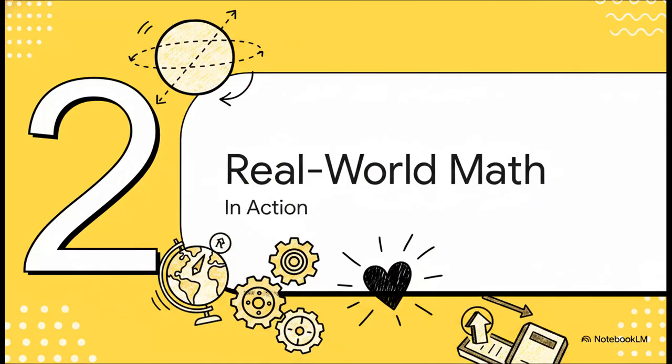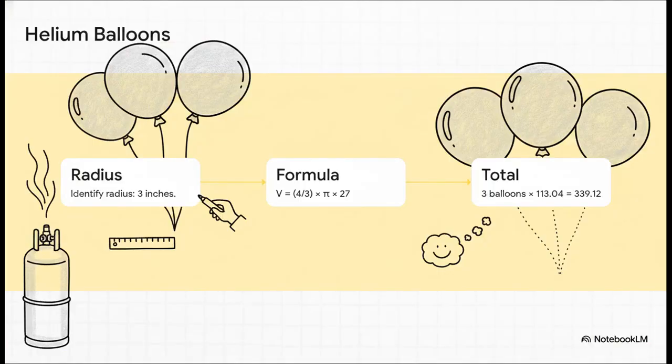Which brings us to section 2, real-world math in action. Let's put this into practice and apply our new formula to some actual scenarios. Back to our birthday party. Example 1. A helium tank fills 3 spherical balloons, and we're told each one has a radius of 3 inches. Step 1. We identify our radius. It's 3. Great, no diameter trap here.